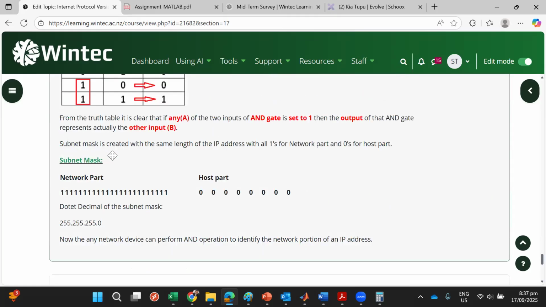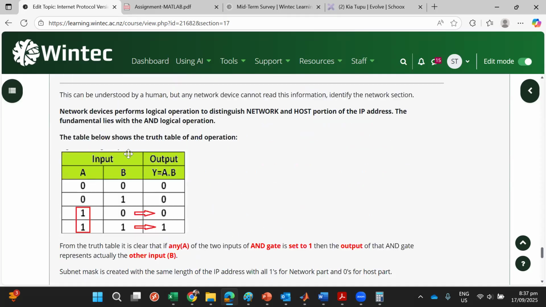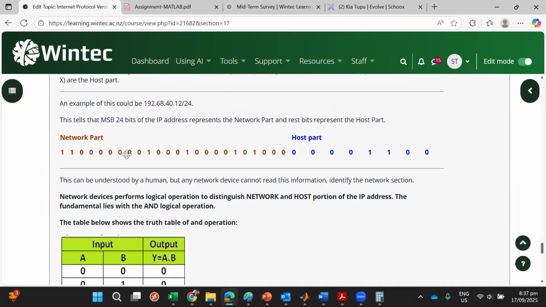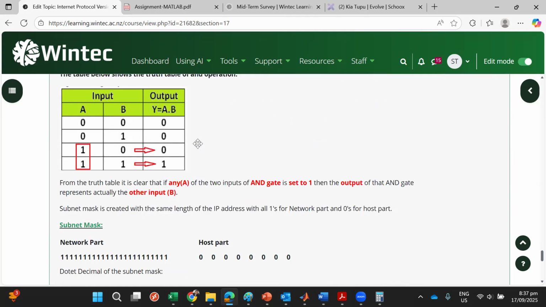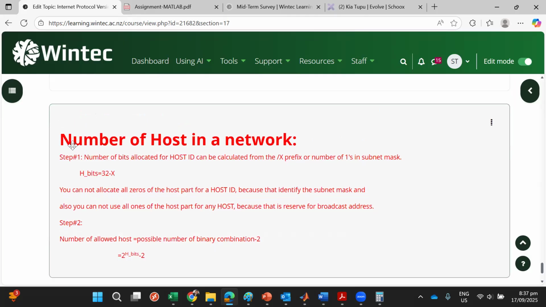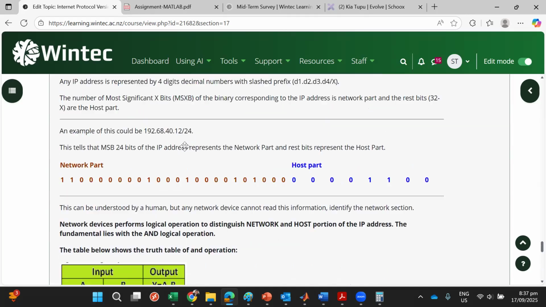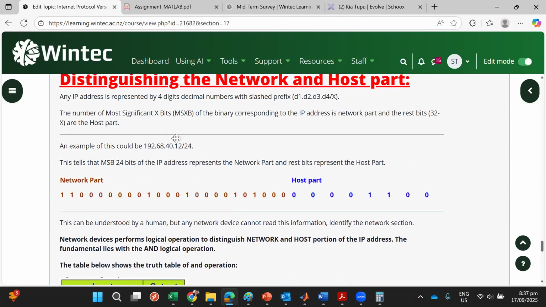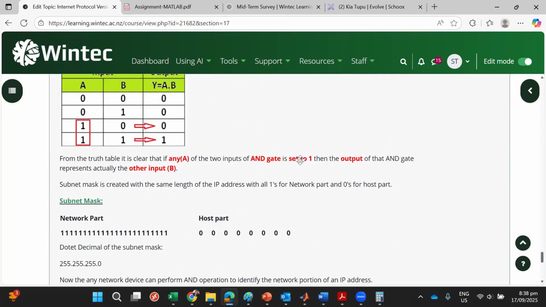Okay, so we can try to do one problem to identify the subnet mask, probably with some address. But before we go to that point, we can also find out how many hosts I can connect in a network. If I have been given this IP address, that means 24 bits have been allocated for the network, and you have only 8 bits for the host. Now, how many hosts can I connect?